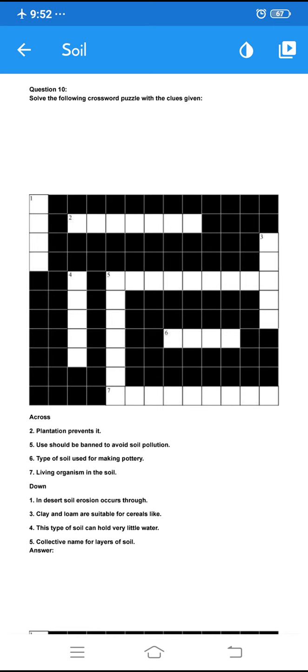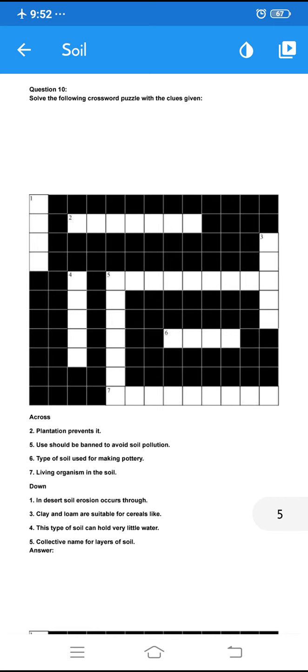Across means from left to right you have to fill up the columns. Down means from top to bottom you have to fill up the columns. You have to count how many lettered the word is, and use the clues to write the answer, whether it is across or down. Numbers are also given respectively.